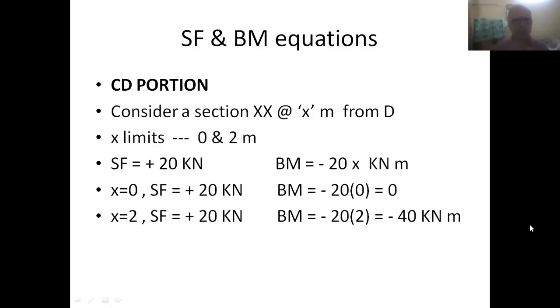So friends, this is the way of considering a section, this is the way of fixing the limits. So considering a section, fixing the limits, framing the equations, and taking the limits of X and getting the values, substituting the limits in these equations for getting the values of SF and BM. These things are very, very important for making calculations in all the portions of the beam. So friends, these are the values so far as CD portion is concerned.